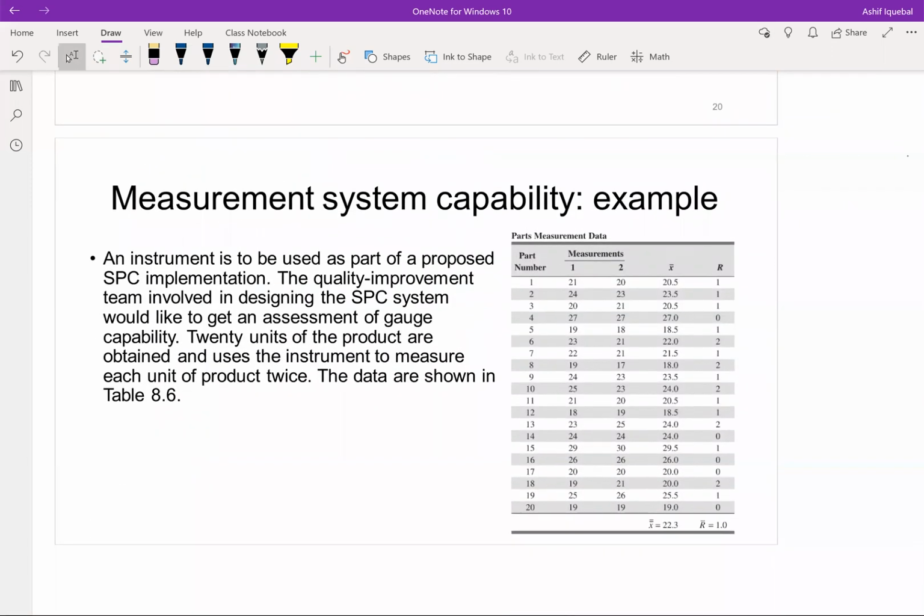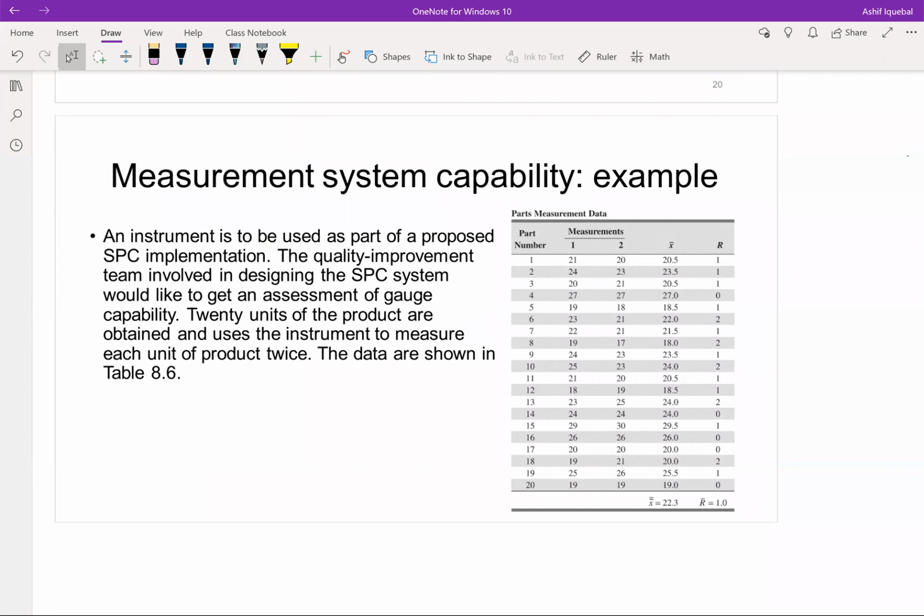So the example here is an instrument is to be used as a part of a proposed statistical process control implementation. The quality improvement team involved in designing the SPC system would like to get an assessment of gauge capability, right? We want to measure the gauge capability. 20 units of a product are obtained. So we have 20 units, 1 to 20. And each of these products is measured using an instrument twice. So the first column is the first measurement, second column is the second measurement.